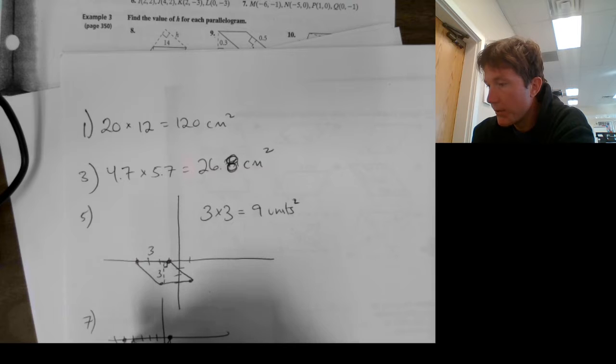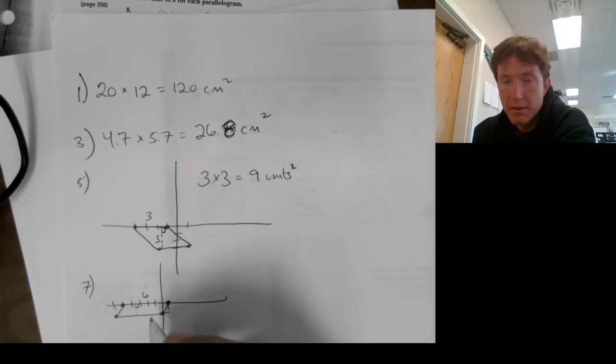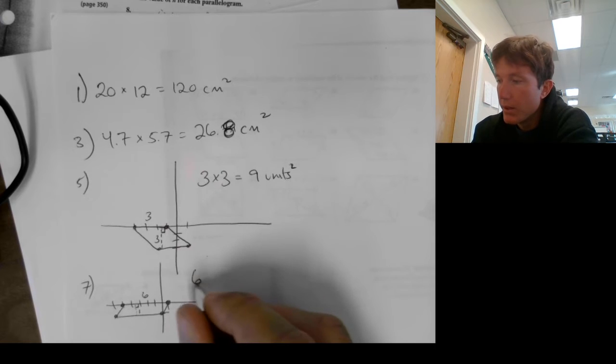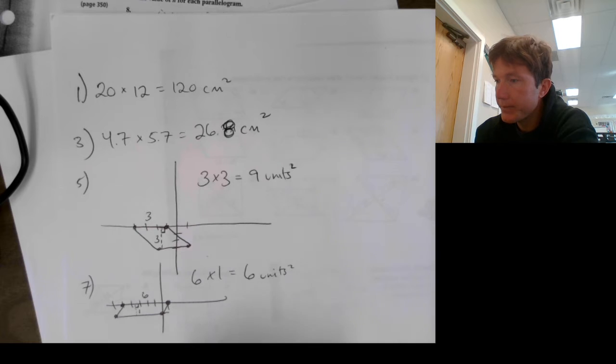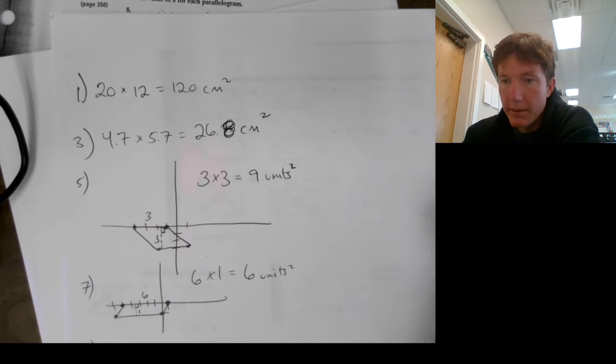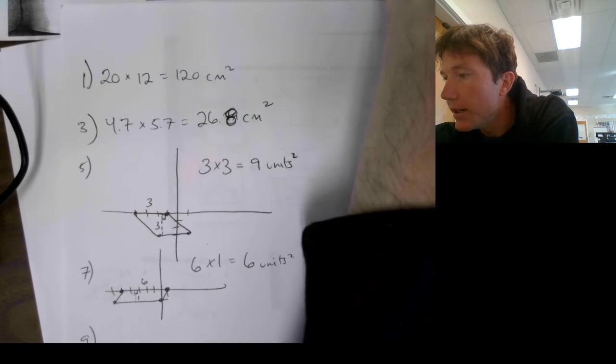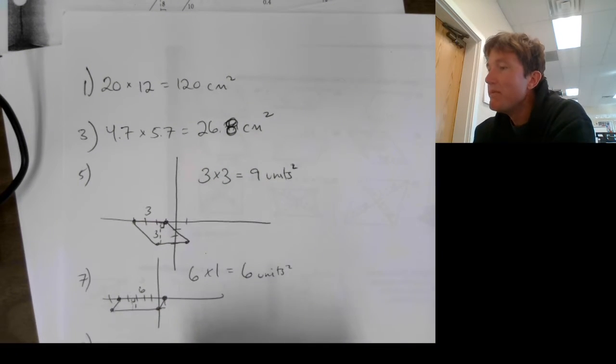So this is 1, 2, 3, 4, 5, 6 units long. And then my altitude, my height here is going to be 1 since I'm going from 0 to negative 1. So my area will be 6 times 1 or 6 units squared. Alright, we'll move on. Number 9, find the value of h for each parallelogram.